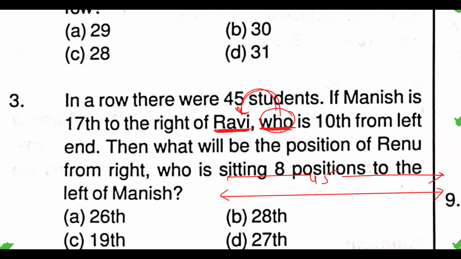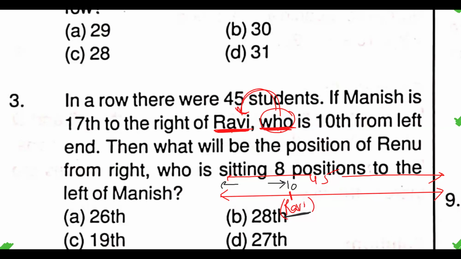So what all do we know? We know that this is Ravi who is 10th from the left end. If he is 10th from the left end, how many students will be there towards his left? If he is 10th, how many students will be there towards his left, Sanaya? Yes, Sanaya, how many students will be there to the left of Ravi if he is 10th from the left end? Ma'am, there will be 16. No, beta. Ravi is... 9. Yes, Sanaya. Ma'am, 9.